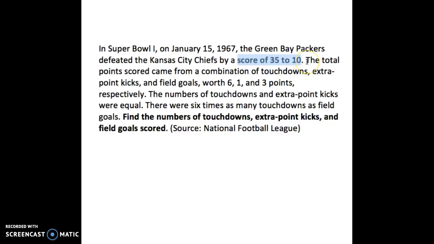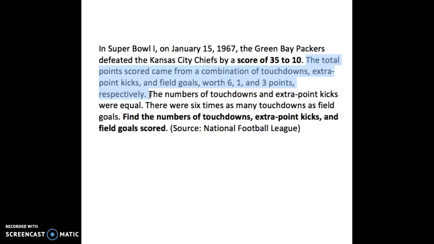Then we go on to the second sentence: the total points scored came from a combination of touchdowns, extra point kicks, and field goals worth 6, 1, and 3 points respectively. This has a lot of information. I have touchdowns, extra point kicks, field goals, worth, and I'm talking about total points scored. In order to dissect the sentence, we need to assign variables to make sure we stay on track. So we assign x to touchdowns, y to extra point kicks, and z to field goals.